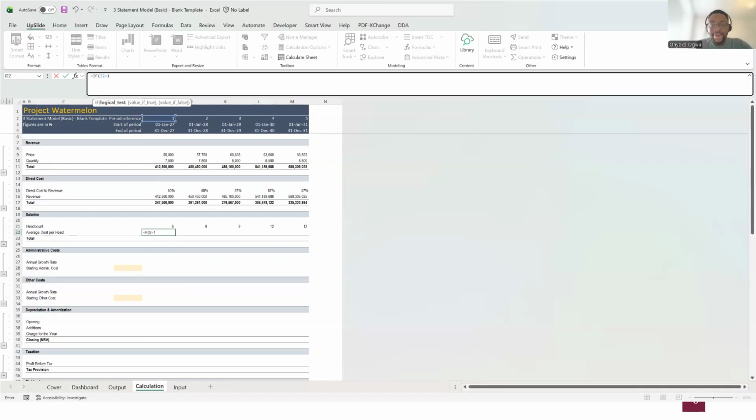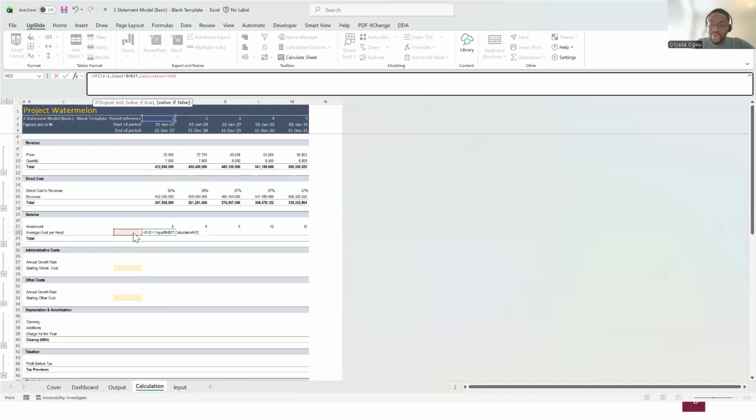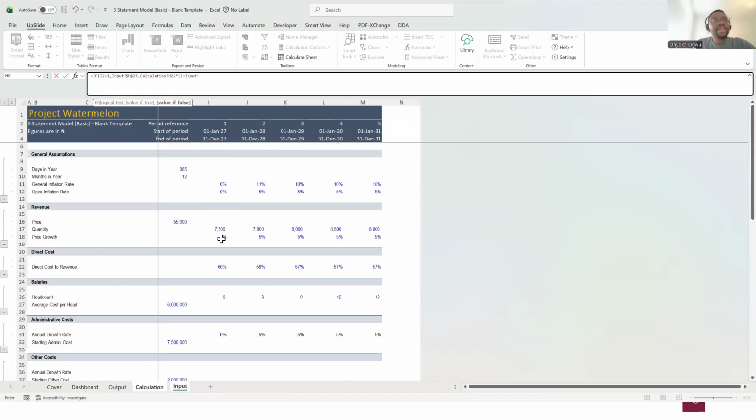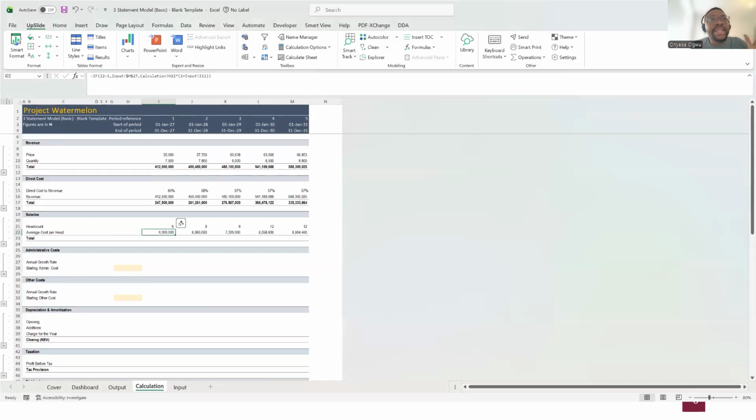So equals IF, if this is equal to one, that's year one, what I want you to do is give me this 6 million, and I will lock it. So every time it's year one, give me the 6 million. If not, I want you to give me the prior year average cost and multiply it by 1 plus the inflation rate, and I close it. Do you understand? So for year one, you give me 6 million. For year two, it will do 6 million times the inflation rate of year two. For year three, it will do year three's amount times the inflation rate. Is it a bit clear?